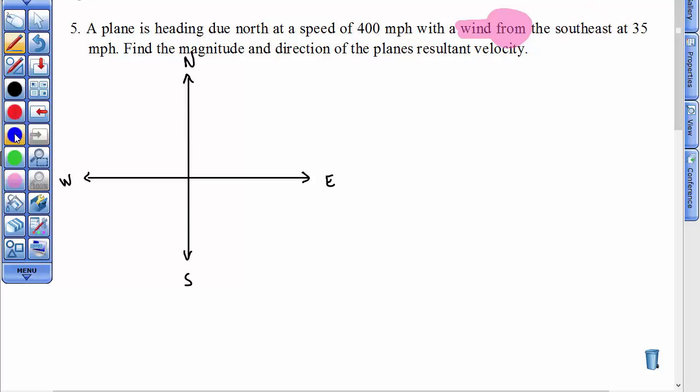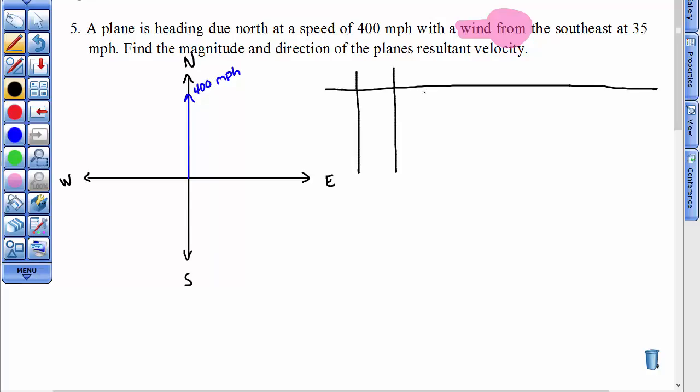Let's go ahead and draw a better picture of everything. So a plane is heading due north at 400 miles per hour. So here's the plane in blue heading due north at 400 miles per hour. So it's at a 90-degree angle. And as a matter of fact, let's go ahead and start our table. So we've got the plane, its magnitude, and its angle. Plane, magnitude 400 miles per hour, and its angle is 90 degrees.